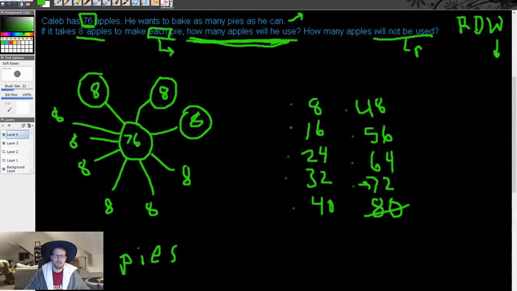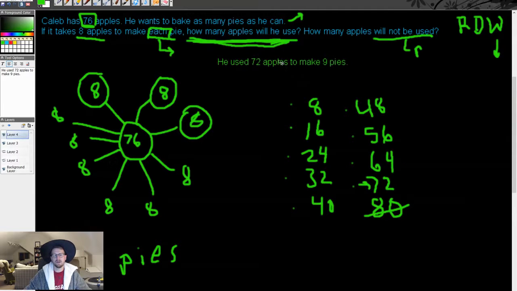Okay, so let's go ahead and type that out. I'll pull up my text box here, and I'll say he used, let's spell it right, he used 72 apples. And you know what? I'm going to kind of show that I worked through this and I know a little bit. He used 72 apples to make 9 pies.